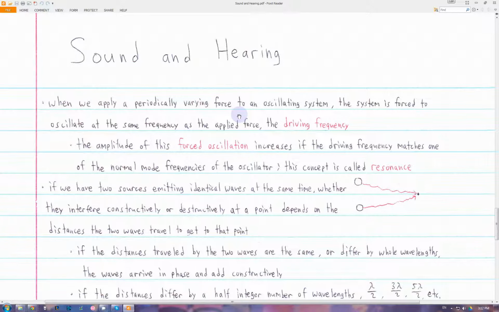So if we have a system that can oscillate, and then we apply a force that varies periodically to that system, then the system is forced to oscillate at the same frequency as the force we are applying, which is called the driving frequency. And so the amplitude of this forced oscillation will increase if the driving frequency matches one of the normal mode frequencies of the oscillator. And this is called resonance.